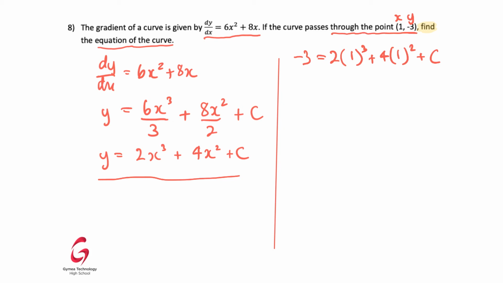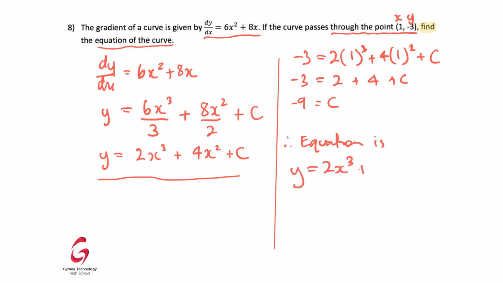Now we can go and solve to find c. And there we have c being equal to negative 9. So all we do now is we make our final statement. Therefore, the equation is y equals 2x to the power of 3 plus 4x squared. And then this is where we put in our value for our c, which is minus 9.